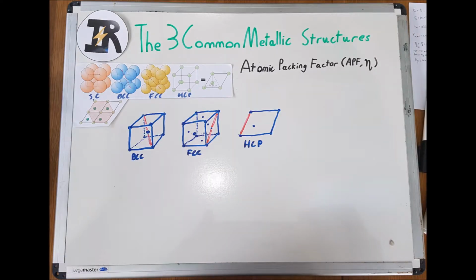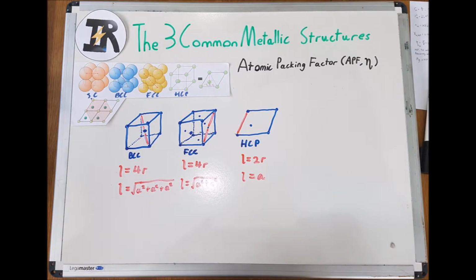The three red lines drawn below are the distances used in determining the relationship between the lattice parameters and atomic radii of each of the structures, i.e. the R to A ratios. In BCC, the distance of the red line L is equal to 4 radii, as the atoms involved make contact with one another, and L is also equal to root 3 of A. In FCC, the distance L is equal to 4 radii, as the three atoms along that distance make contact with one another, and this distance is also equal to root 2 of A.